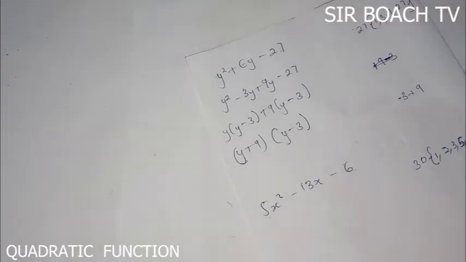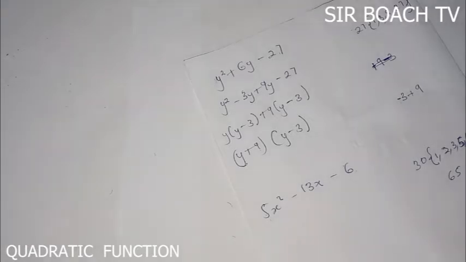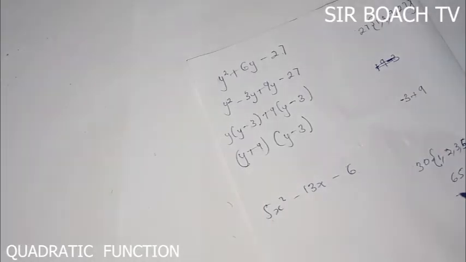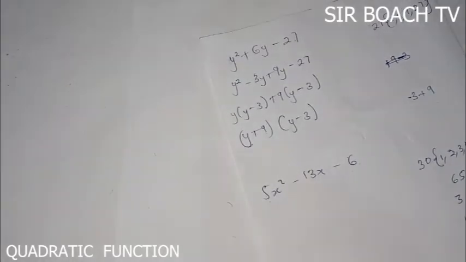Now, let's try some numbers. 6 times 5 is 30, right? So it can work. We can also use 3 and 10. It can also work. We can use 15 and 2. It can also work. So let's try these ones.